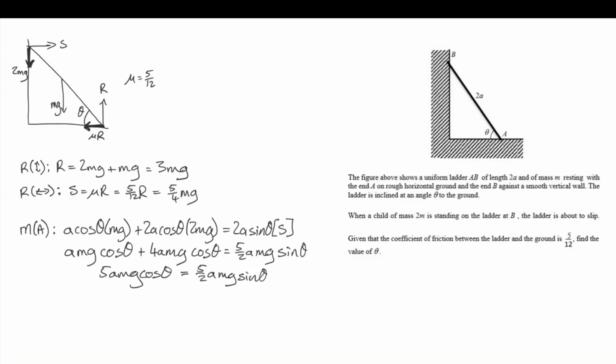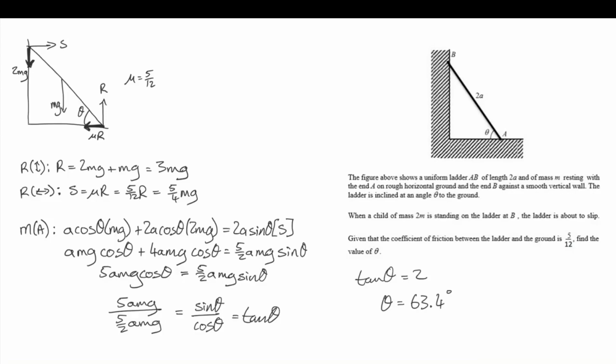I can make tan theta by using sine theta over cosine theta. So both coefficients are going to be divided on the left-hand side. So I have 5amg over 5/2 amg. That's going to equal tan theta. That means that tan theta equals 2. And we're almost there. If tan theta equals 2, theta is the inverse tan of 2, which is 63.4 degrees.